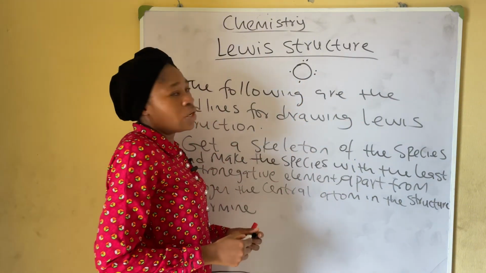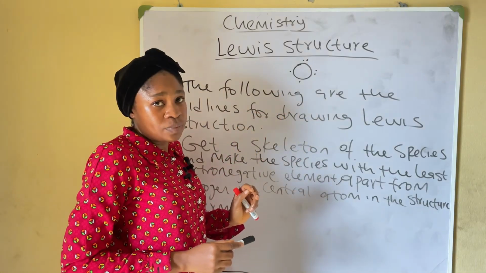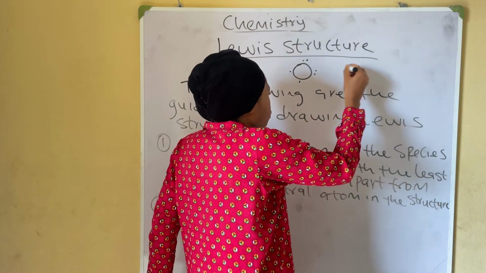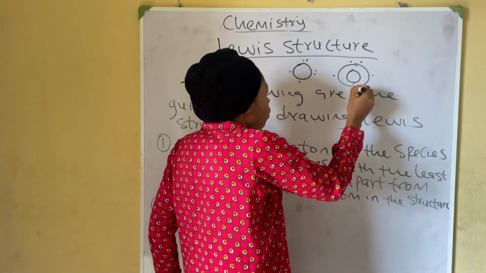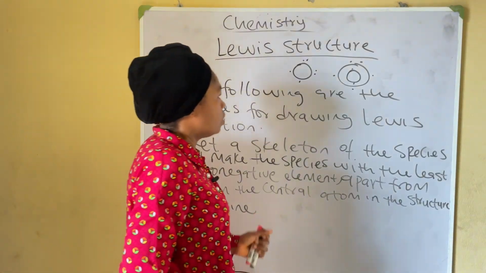So this is the Lewis representation of the oxygen atom. The inner electrons are omitted. You don't do it like this. You don't do it like this. So this one is wrong for this structure. Only the valence electrons are written.